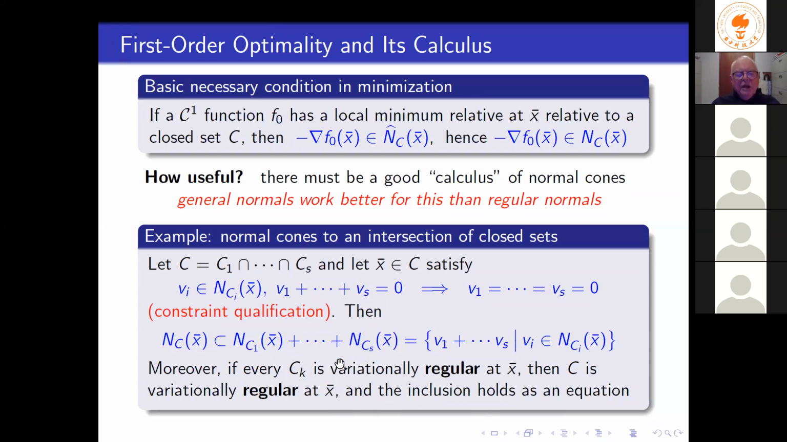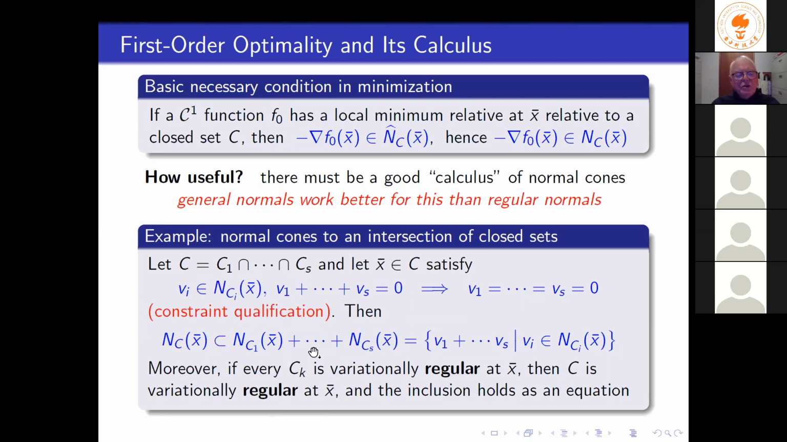So here again, we go beyond classical thinking a lot, because we're using the sum of sets. The sum of sets is all possible sums of vectors selected from the sets. But in general, we just have an inequality here, an inclusion. However, if all of these sets are variationally regular at this point, then this is an equation.